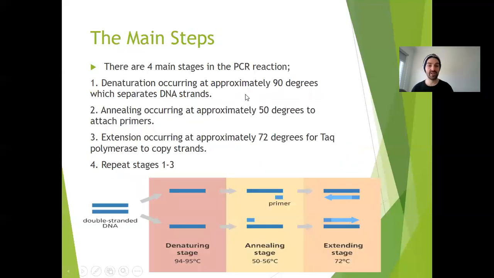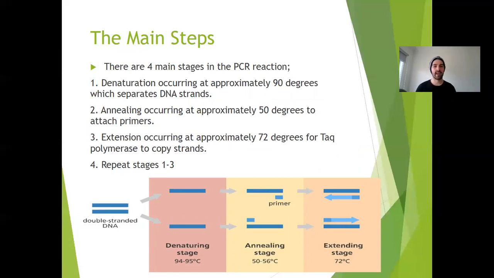So there are four main stages. We've got denaturation, which is where the DNA strands separate. We've got stage 2, annealing, which is where those primers we talked about start to work. And then we've got extension, which is where our Taq polymerase or DNA polymerase starts to copy our DNA strands. And we repeat that process over and over.